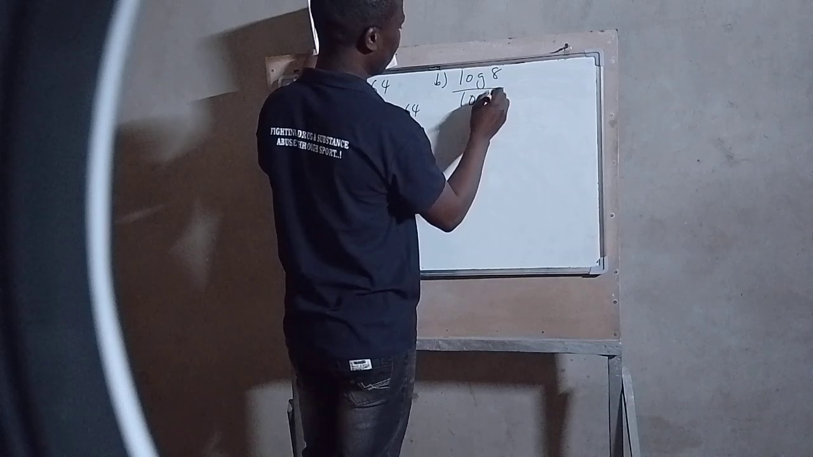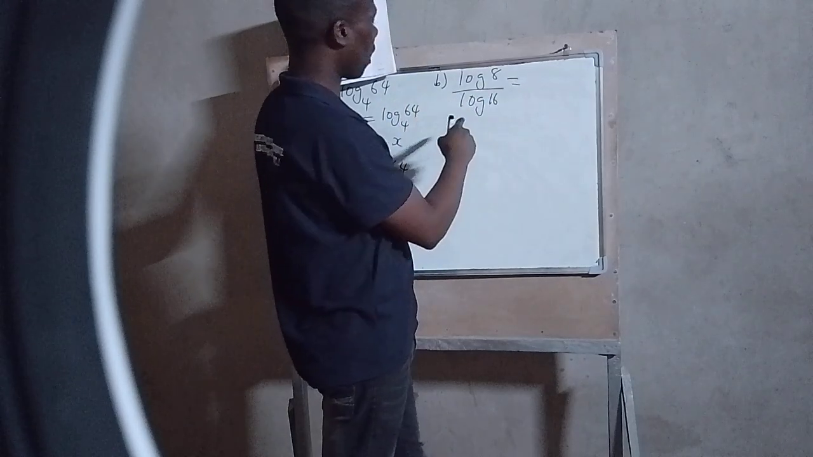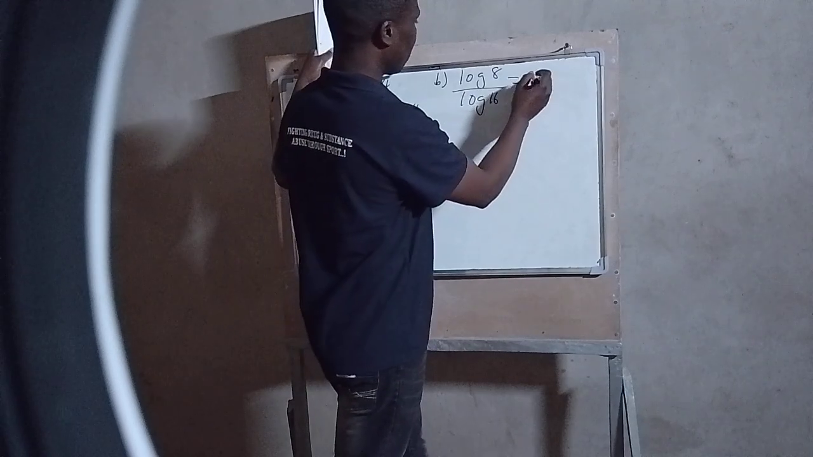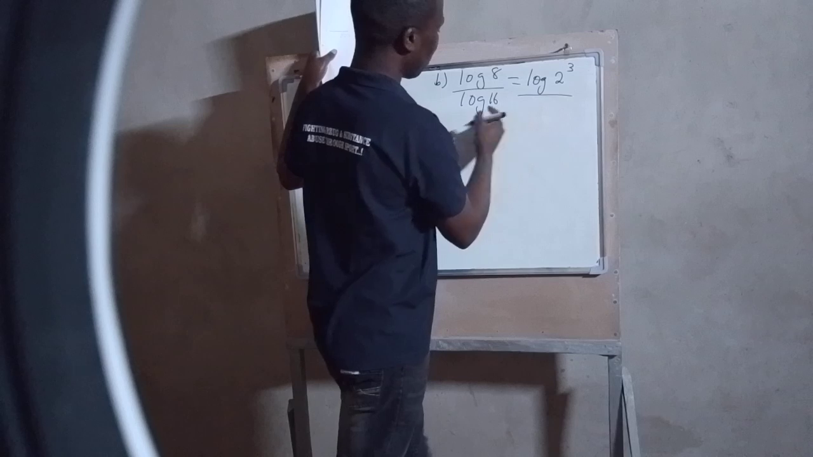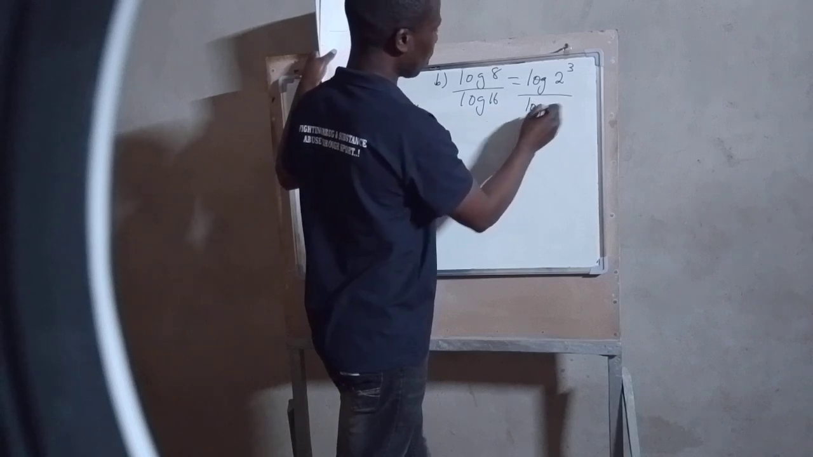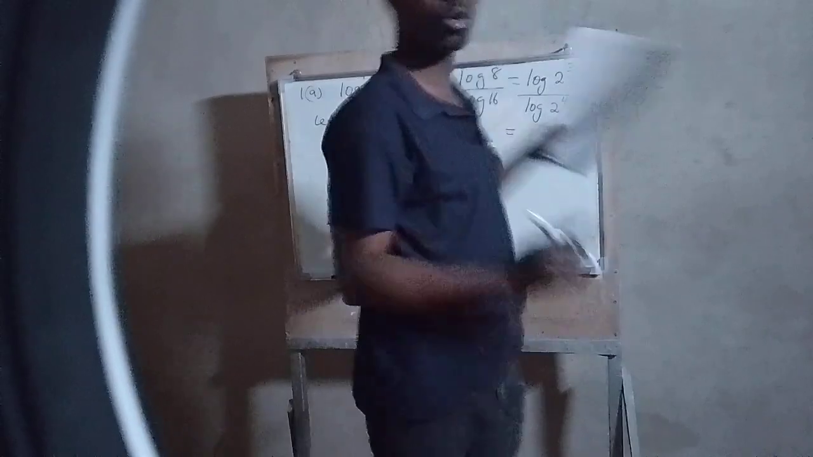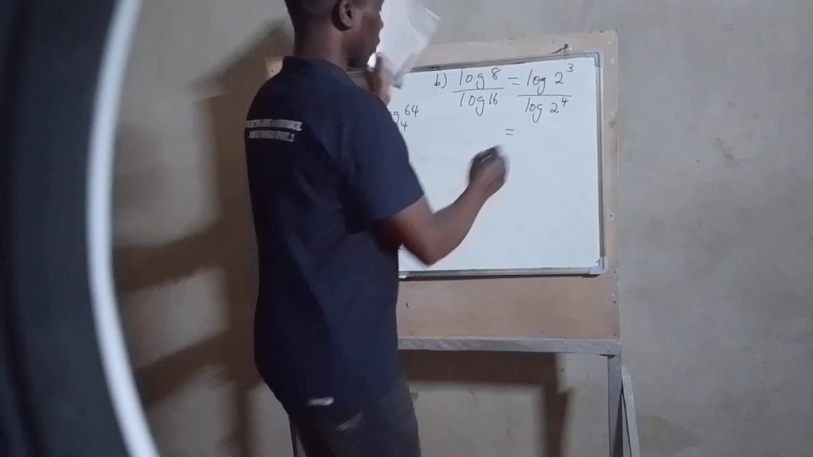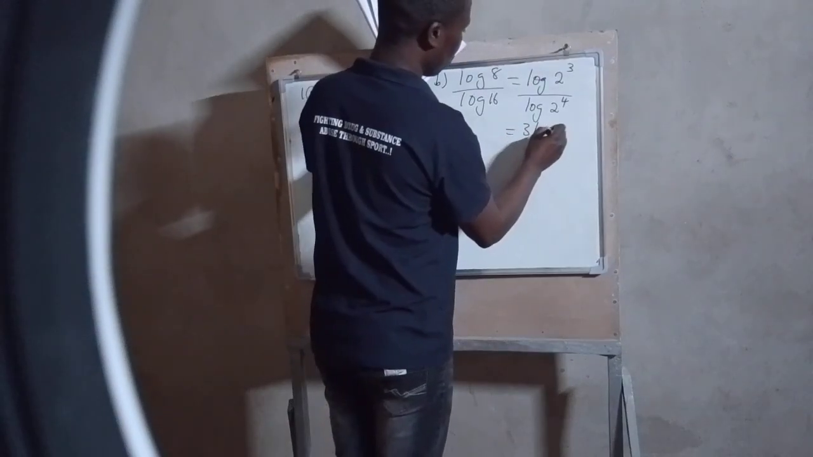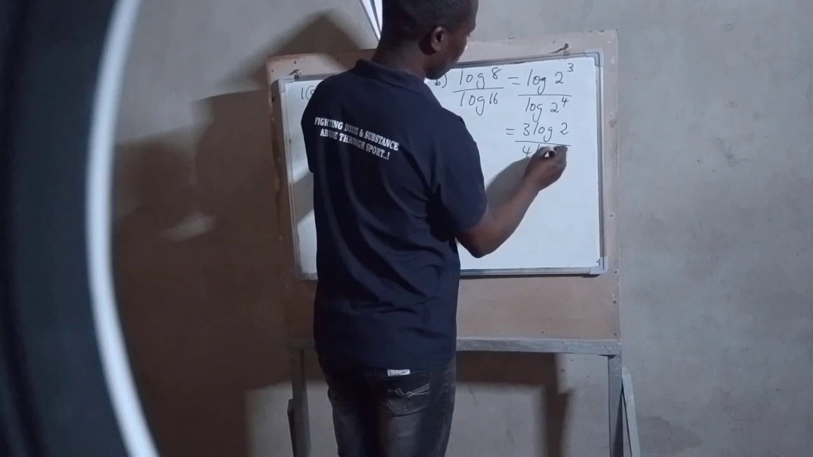To evaluate this, we simplify. Log 8, 8 is a power of 2, so this is log 2 to the power 3. Over log 16, 16 is a power of 2 again, so this is log 2 to the power 4. Now we apply the laws of logarithms. Log 2 to the power 3 is 3 log 2, so this becomes 3 log 2. The same applies on the denominator, it becomes 4 log 2.